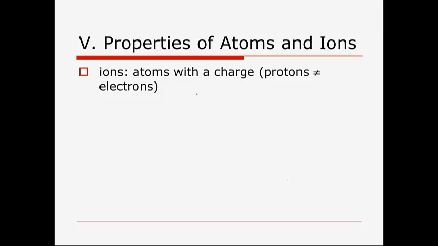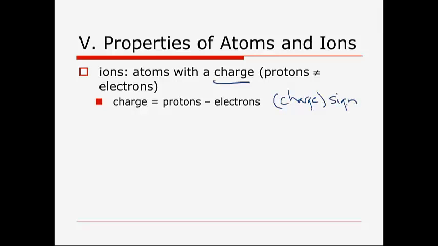An ion is an atom that has a charge. The reason it has a charge is that the protons and the electrons are not equal in that atom. To figure out the charge, take the number of protons and subtract the number of electrons. The charge will have the correct sign. In other words, if you have more electrons than protons, you come out with a negative number.